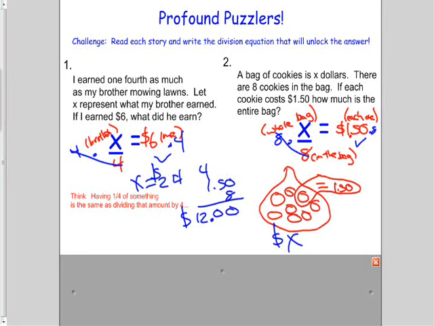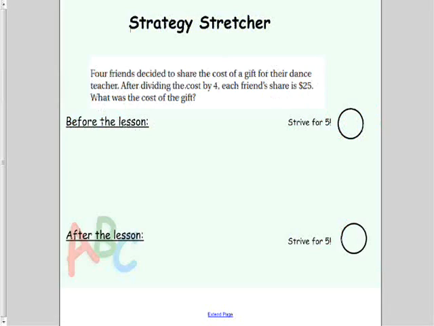All right, hopefully you and your partner were able to come up with some way of solving that problem, even if it looks different than mine. All right, so lastly, if you haven't already, go back to your strategy stretcher. Make sure that you have added to the strategy that you had at first, and really strive for 5 today. Once you are done with your activities, you can go ahead and do your practice problems, and then you'll be ready for your checkpoint. Good luck.